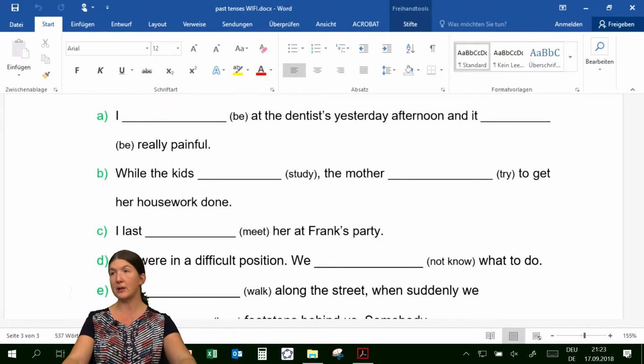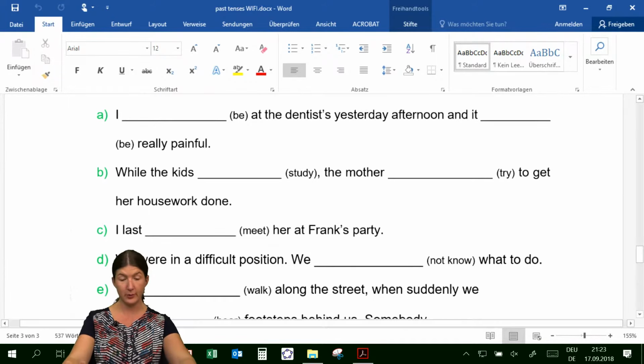Be careful about the spelling, so both study and try retain their Y. In the end, you only add an ing. Sometimes people do weird things with the spelling of ing forms.